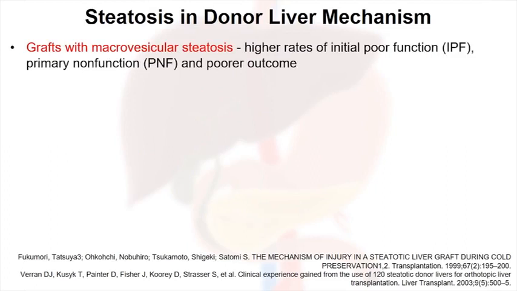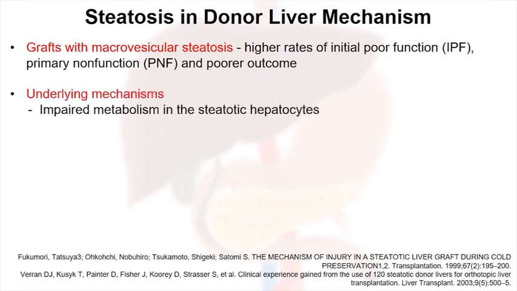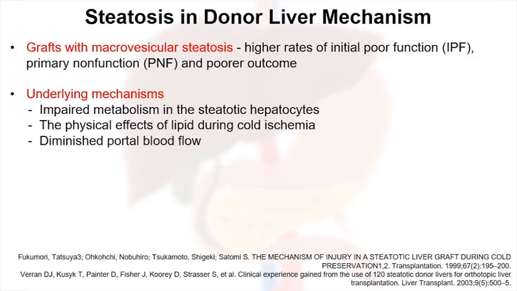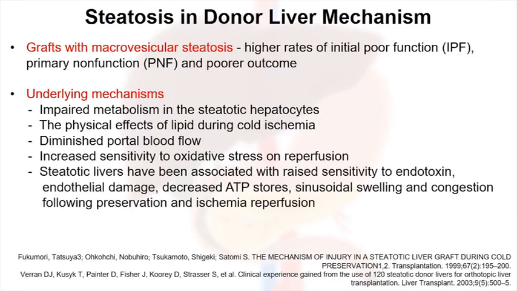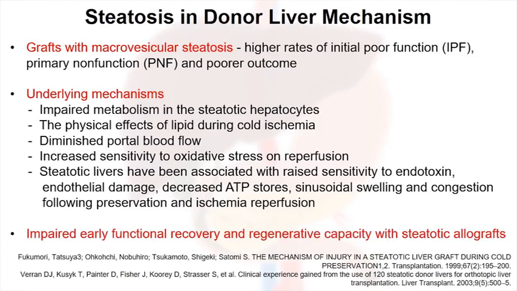So how does steatosis affect the liver function after transplant? The underlying mechanisms are impaired metabolism in steatotic hepatocytes. The physical effects of the lipid during cold ischemia are detrimental: diminished portal blood flow in steatotic liver, increased sensitivity to oxidative stress on reperfusion, and steatotic livers have been associated with raised sensitivity to endotoxins. So these all put together increase the risk after transplant if the steatosis is of a very high grade.